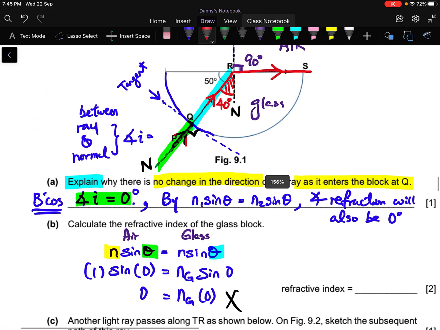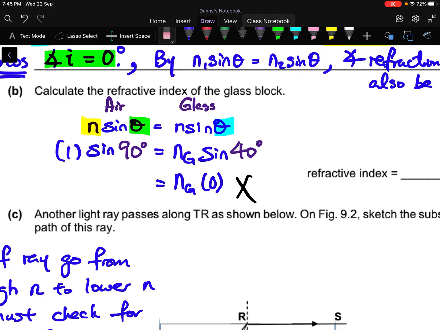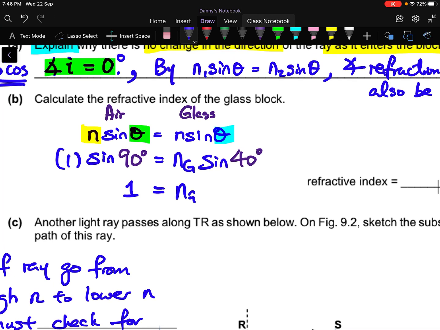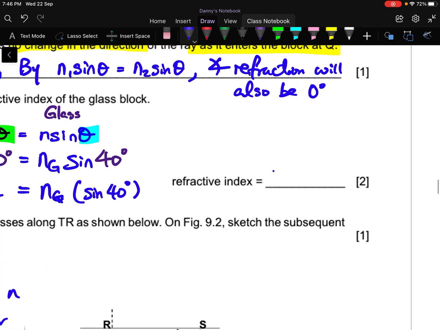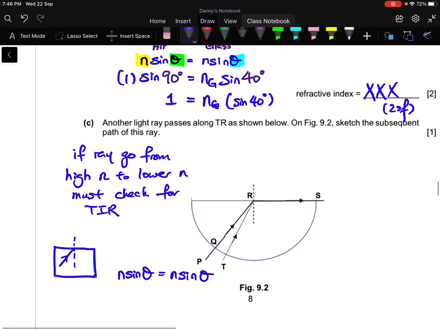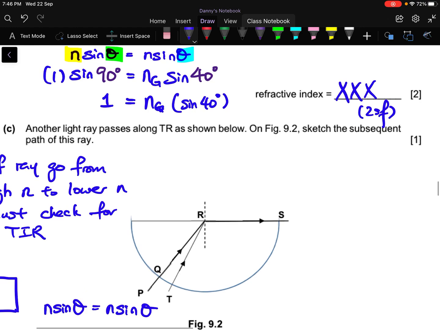So once we know that, we can modify our Snell's law, right? The angle in the air will be 90 and the angle in the glass would be 40, and now we can solve our equation, right? If you press the calculator, sine 90 is 1. So here you will have ng sine 40. So go and solve the equation and you will be able to get your value here. Remember 2SF. Okay, then for part C, basically this question will always come out. They will ask you to sketch. That means they are asking you to predict.